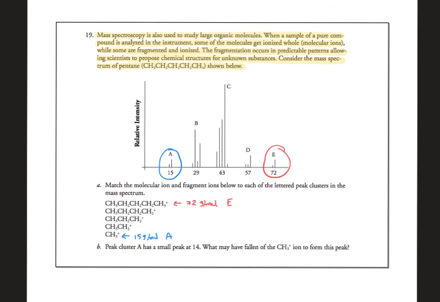And then finally, peak cluster A has a small peak at 14, right? So one little peak here. What may have fallen off the CH3+ ion? So this guy we said is letter A. What may have fallen off to give us a small little peak of particles that have a mass of 1 less? Well, we know hydrogen has a mass of 1, so it's possible that this is actually a little CH2 because one of the hydrogens fell off, right? So these little peaks are just when we've added or lost a little extra hydrogen. Okay, but for the most part, you can see that there are 1, 2, 3, 4, 5 distinct sections, 5 distinct fragments, minus maybe some of these little guys that have lost or gained some extra hydrogens.